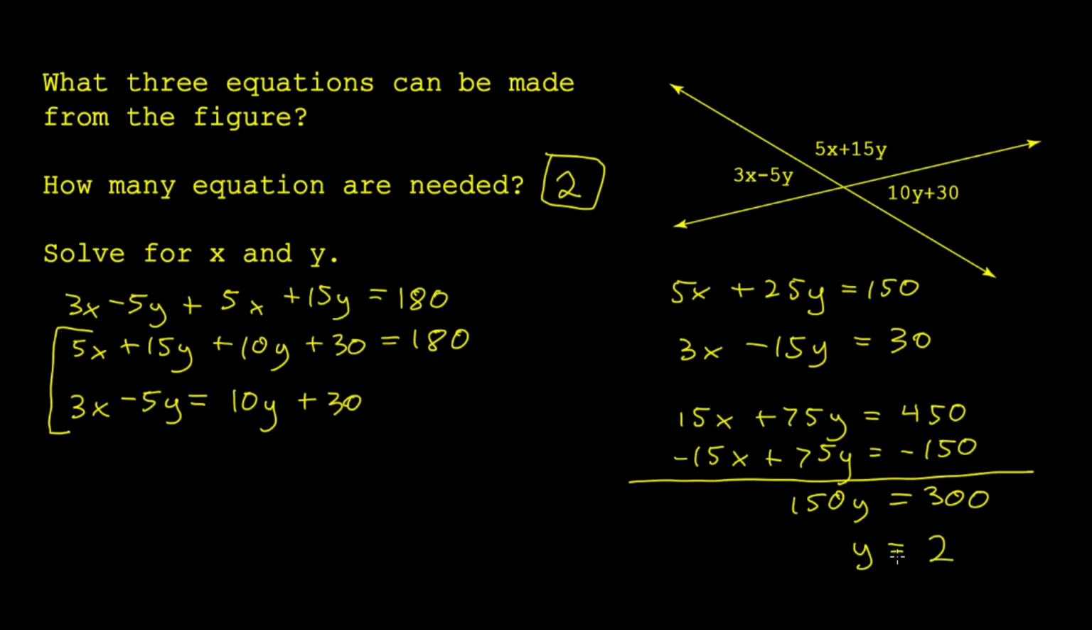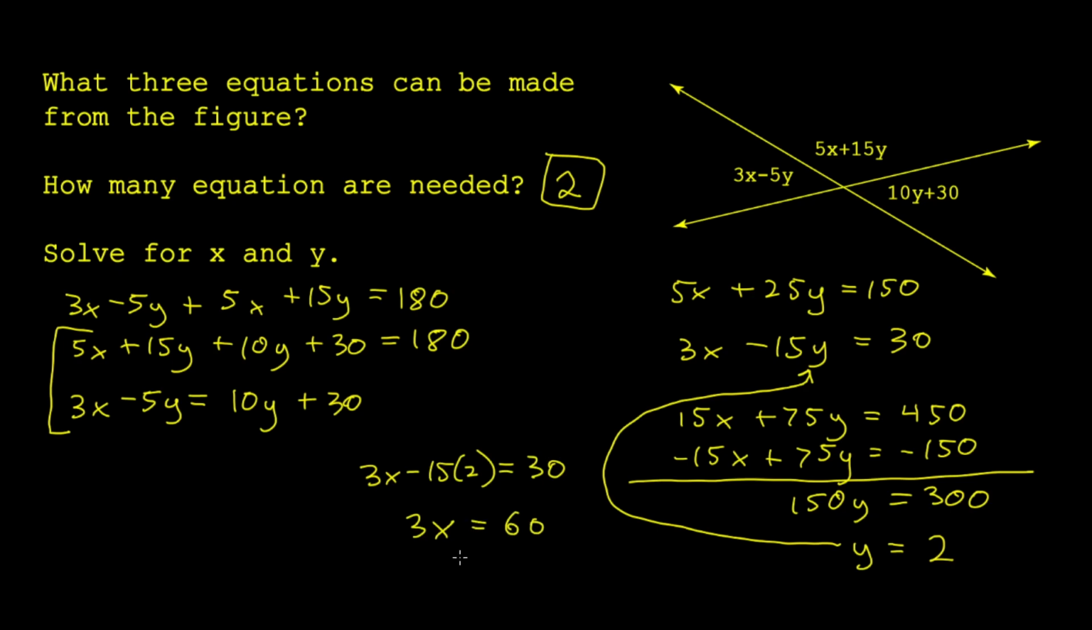You can take that y equals 2, you can plug them back into any of these. I'm going to plug y back into one of these because it's just easier, because they're already simplified. So I'm going to plug into there. So then 3x minus 15 times 2 equals 30. So that is 3x, that's 30. We're going to move it over and add it. That is 60. And x equals 20.